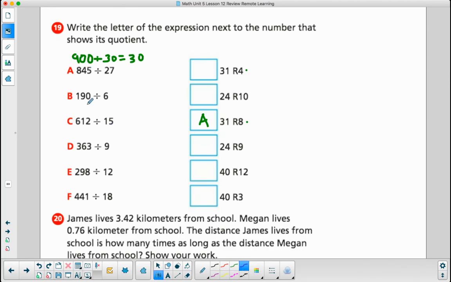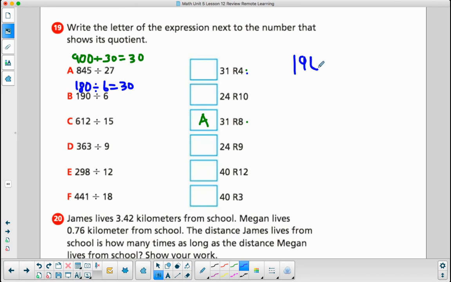Now let's take a look at 190 divided by 6. 6 is easy to divide by. 1 is not divisible by 6. 19 is. What multiple of 6 is 19 closest to? 18. So 190 is close to 180, which is easily divisible by 6. 18 divided by 6 is 3. So 180 divided by 6 is 30. So more than likely, this is going to be my quotient. That's pretty convenient. None of these other ones are close. So I'm pretty confident in it.